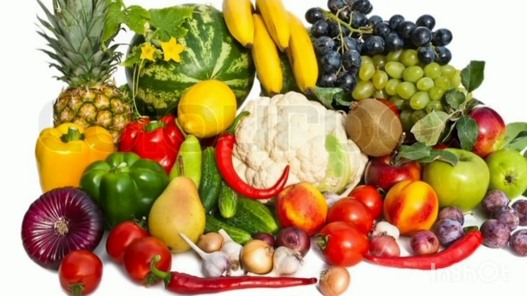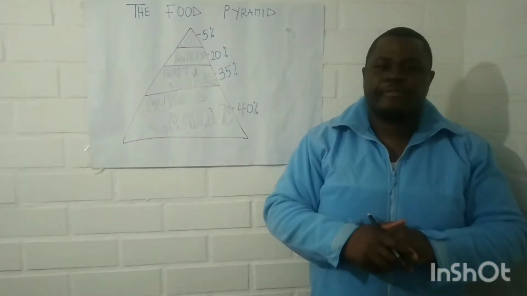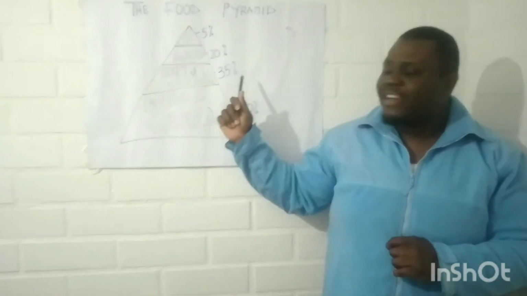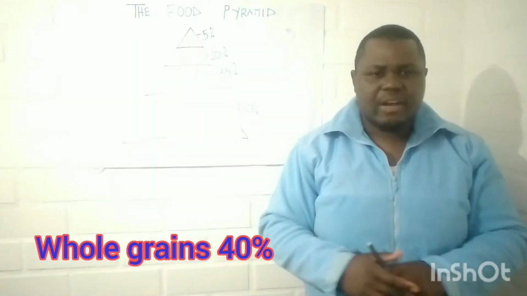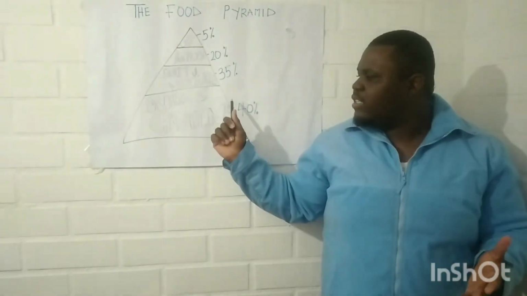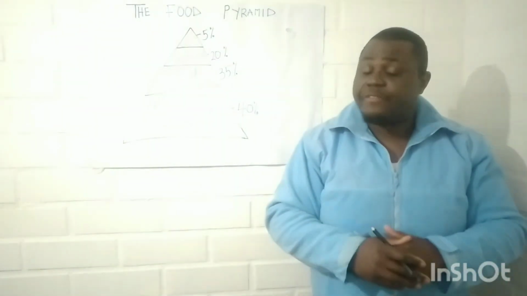So if you don't take your fruits and vegetables regularly, there's every tendency that you might have cancer. That's why it is advisable to take a lot of fruits and vegetables, 35% for the whole day. The last one is whole grains, 40% for the whole day.